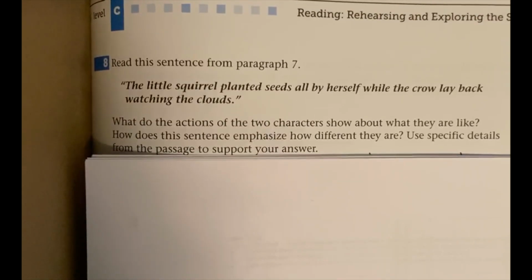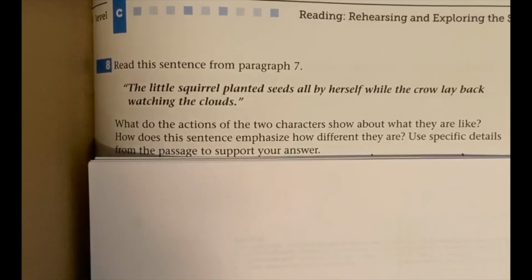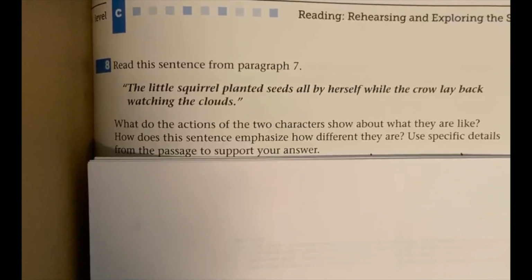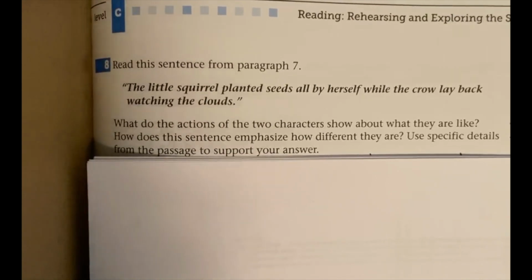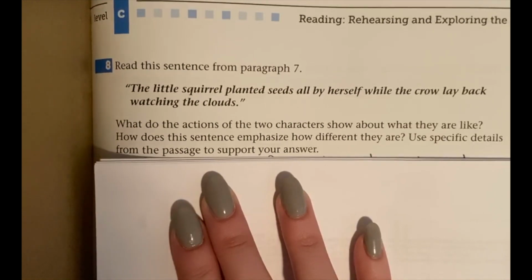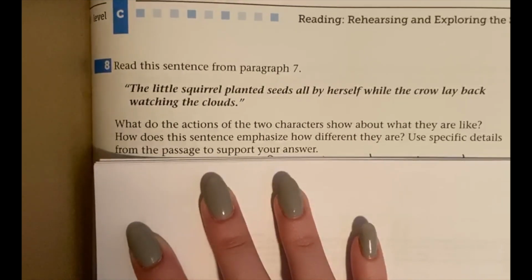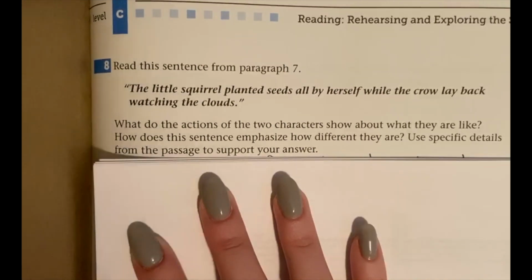Sentence from paragraph 7: The little squirrel planted seeds all by herself while the crow lay back watching the clouds. And here's our question. What do the actions of the 2 characters show about what they are like? How does this sentence emphasize how different they are? Use specific details from the passage to support your answer.